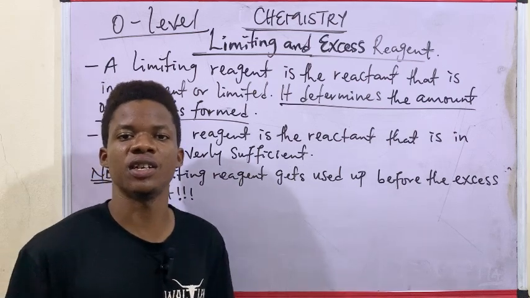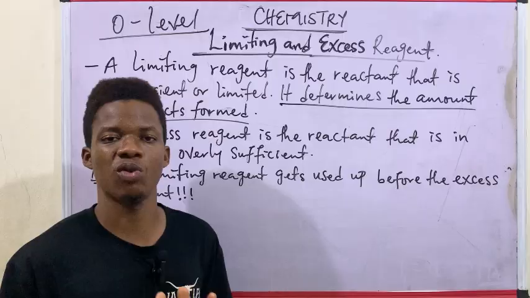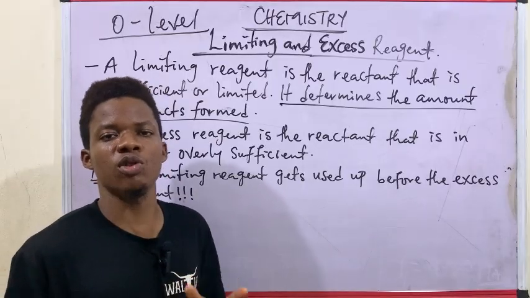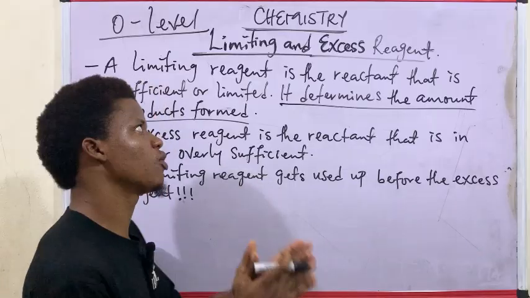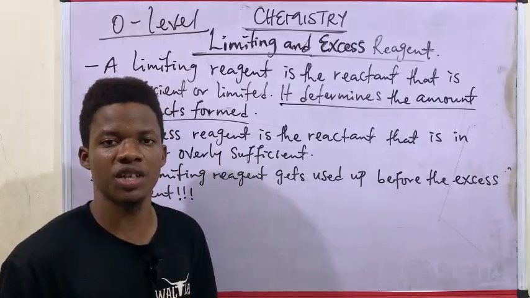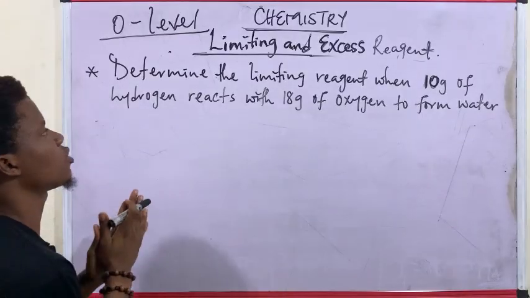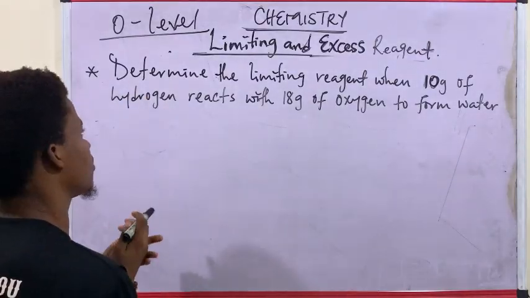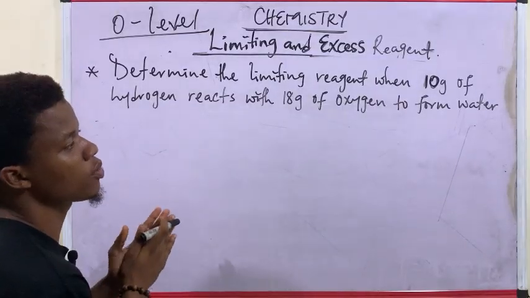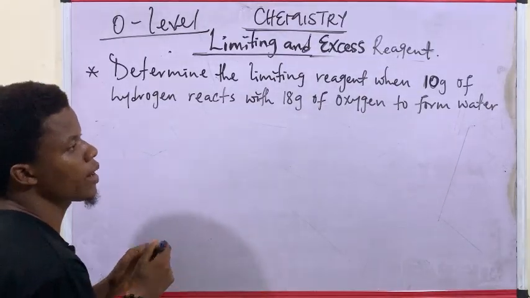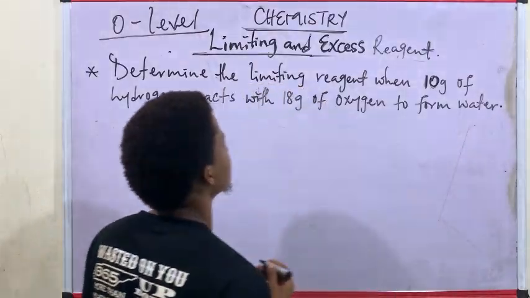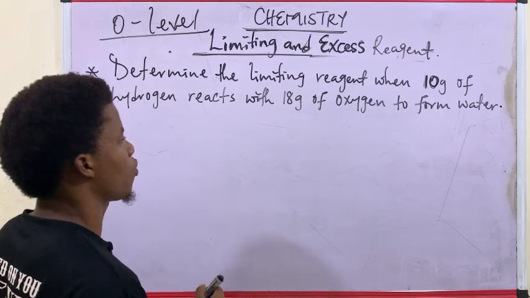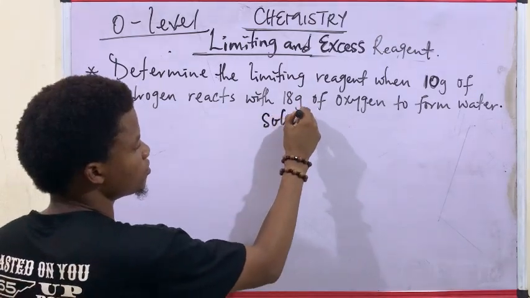Now limiting and excess reagent is very similar to Gay-Lussac's law in some way. All right, it is similar to Gay-Lussac's law, but now let us look at practical calculation questions on limiting and excess reagents. Let's look at this question put for us on the board. It says, determine the limiting reagent when 10 gram of hydrogen reacts with 80 gram of oxygen to form water. All right, we should determine the limiting reagent when 10 gram of hydrogen reacts with 80 gram of oxygen to form water. Now, here's the solution.